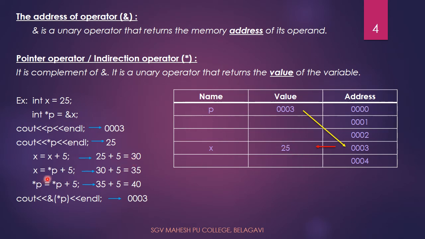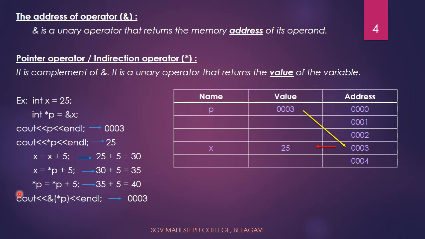When I say x equals star p plus 5, what is the value of star p? Again, the value 0003 is pointing to x, so it gives you the value of x only. The x here is 30, not 25, because it's been overridden. So 30 plus 5 becomes 35. Now your 30 value has been replaced with 35.